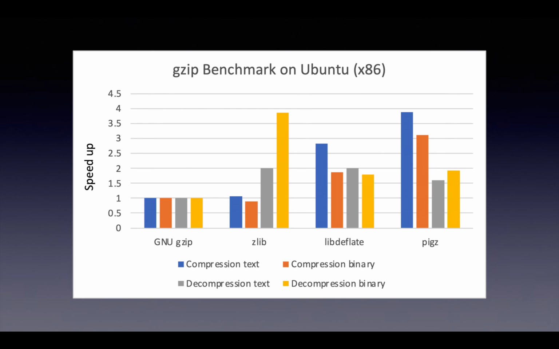Now, I ran the same benchmark on Ubuntu running on x86, and this time it's more interesting. The stock version of GZIP, which is GNU's implementation, is pretty much the slowest in every case, so I wouldn't recommend using the stock version of GZIP on Linux. Instead, use pigz for compression if you have 4 or more cores to spare, and libdeflate if not. As for decompression, I'd recommend using zlib.